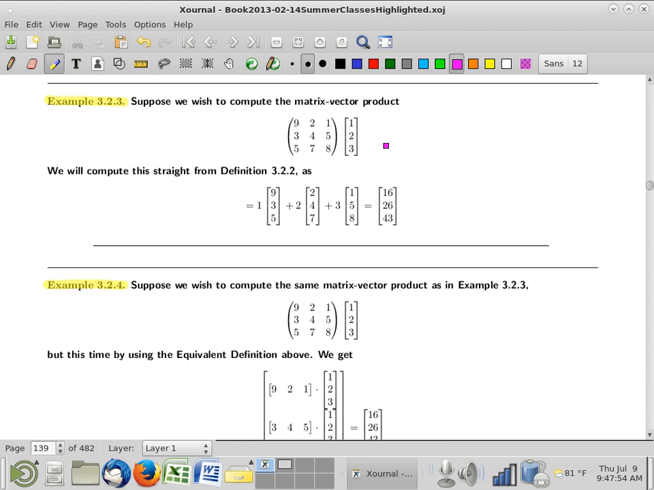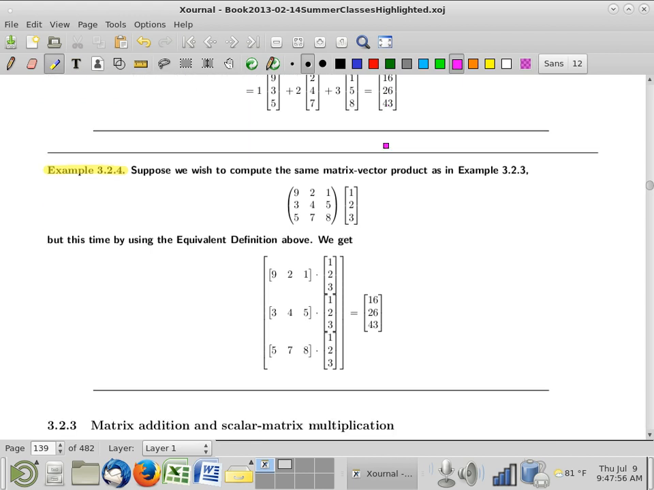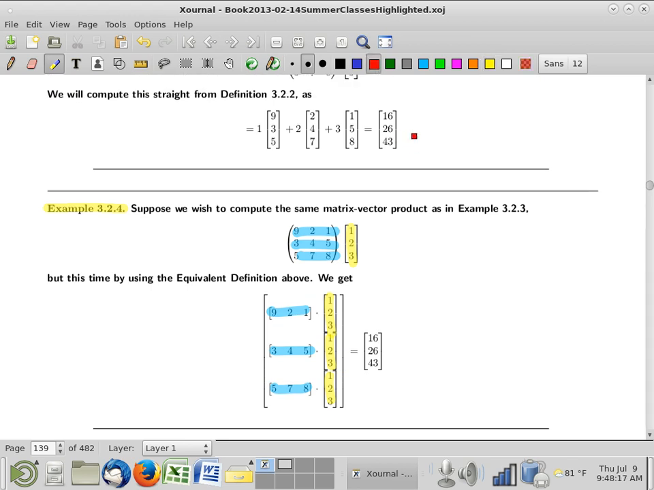Now that same calculation you could achieve instead by looking at the row vectors of the matrix, and each row vector of the matrix gets dotted with that one input vector. And you'll note it gives you the same answer. So arithmetically, these are equivalent. Conceptually, they're significantly different.